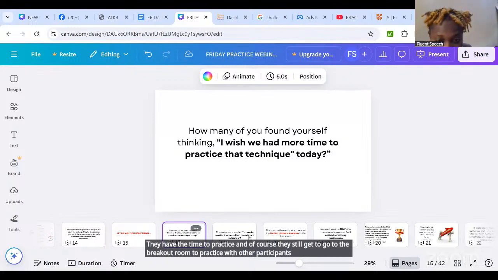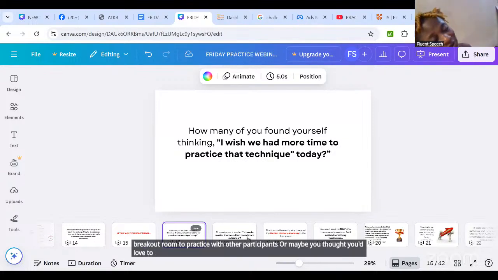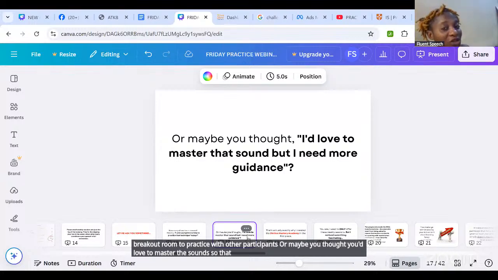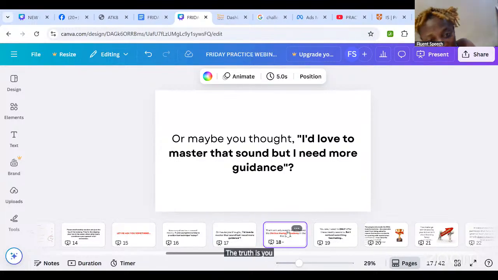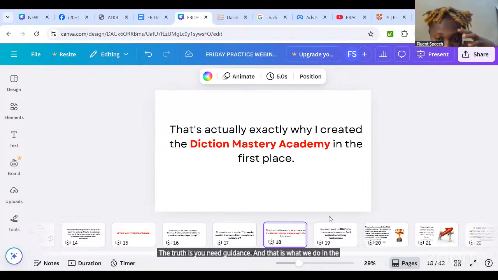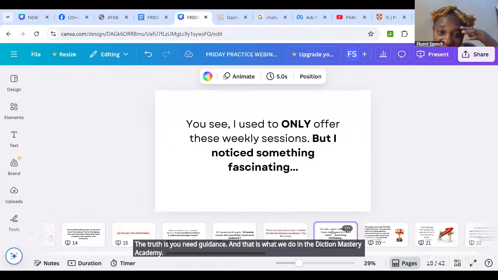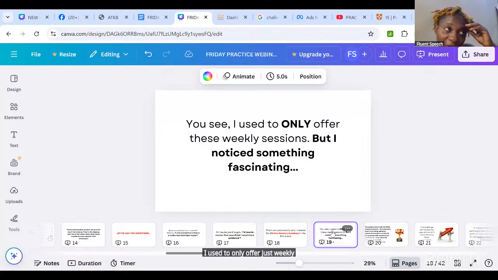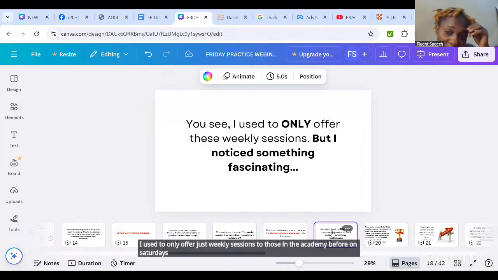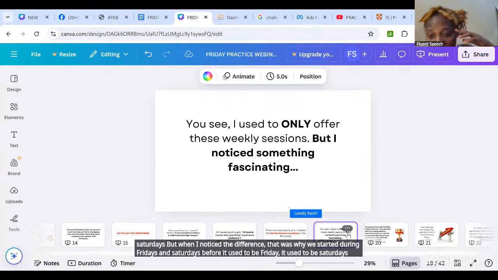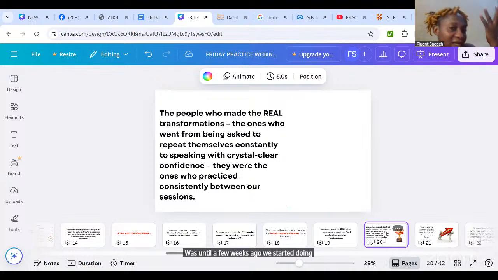Or maybe you thought you'd love to master the sounds so that you can pronounce these words yourself. The truth is you need guidance, and that is what we do in the Diction Mastery Academy. I used to only offer these weekly sessions to those in the academy, before, on Saturdays. But when I noticed the difference, that was why we started doing Fridays and Saturdays. Before, it used to be Saturdays. It was until a few weeks ago we started doing Friday and Saturday so that you can have a feel of what it is like to be in the academy.